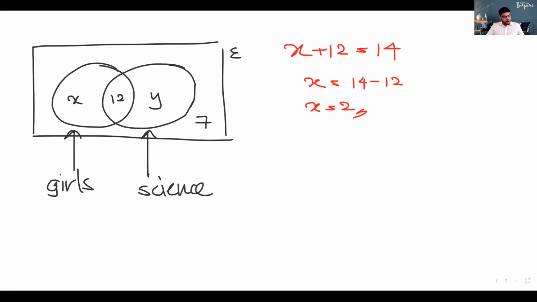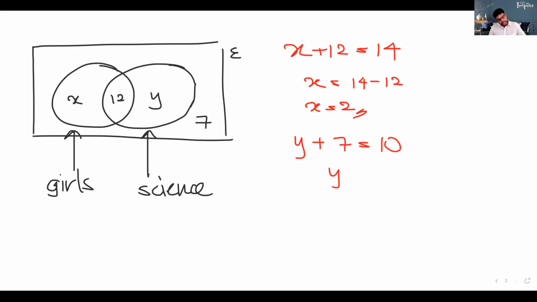Then let's go to Y. How do we find Y? Now we know that the number of boys is 10. So we know that everyone outside the circle of girls has to be boys. What is outside the circle of girls? We have Y and we have 7. So Y plus 7 should equal 10 because there are 10 boys in total.